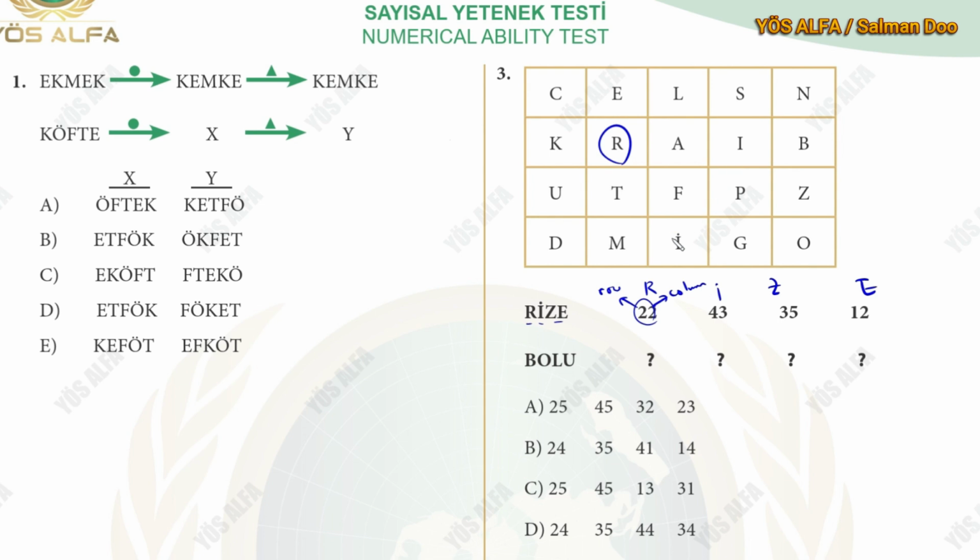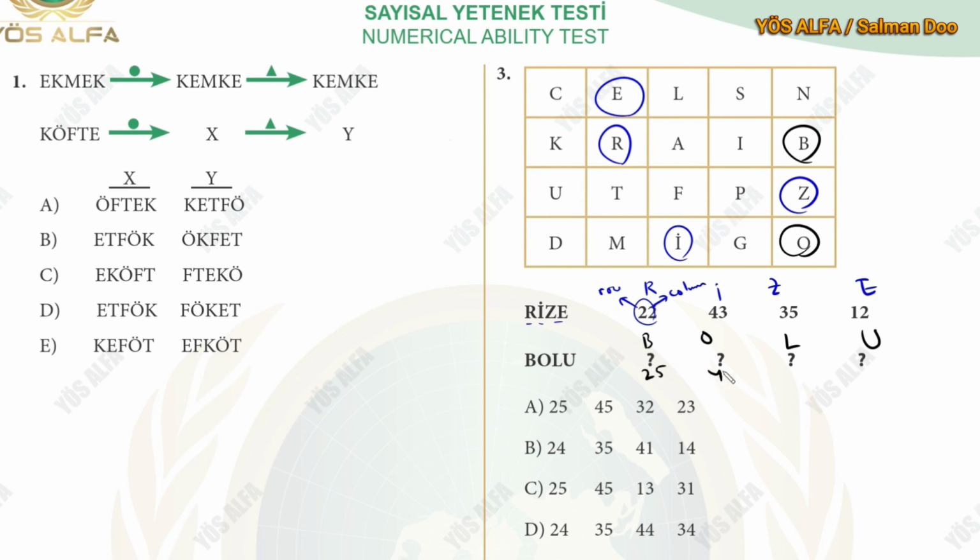So for I, we have it here. It's fourth row and third column. For Z, it's third row and fifth column. For E, first row, second column. So as for BOLU, let me use a different color. So we have BOLU. What's the coordinate of B? B is over here, second row, fifth column.